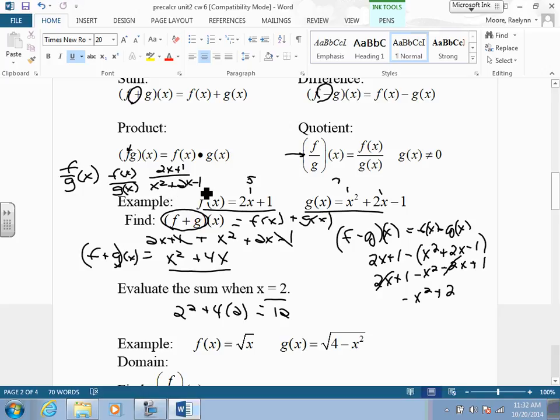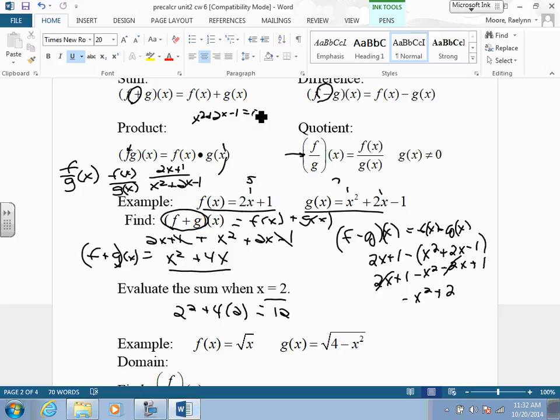Do I have a domain restriction now? Where? Denominator. My denominator cannot be 0. So even though my two functions did not have a domain restriction, I have to say, okay, set this equal to 0. I'm going to have to factor, and I have to do the quadratic on that, and find out where my allowable domain is.